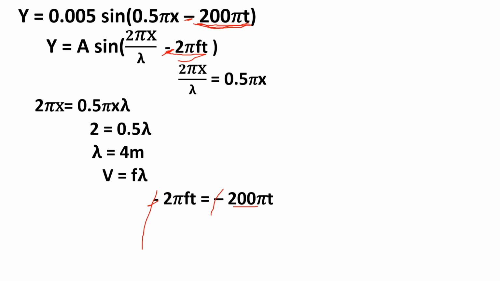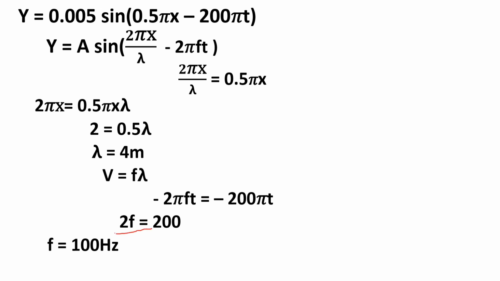Now here again, we cancel the pi here, then we cancel t here. I'll be left with 2f equals 200. And if I make f subject of the formula, I will divide both sides by 2. So if I divide both sides by 2, f will be equal to 100. And you have to put the unit of frequency at the back.